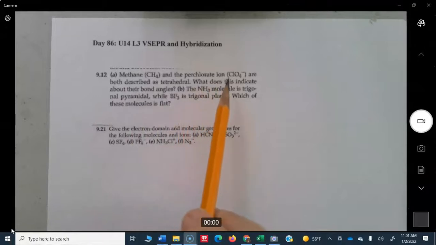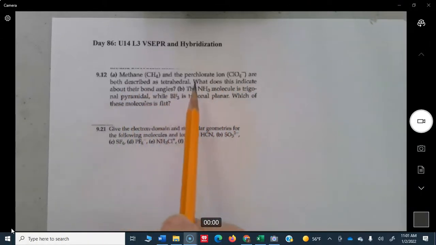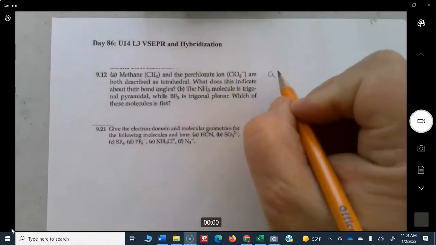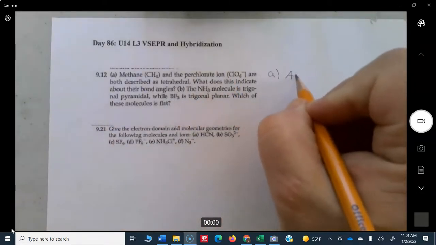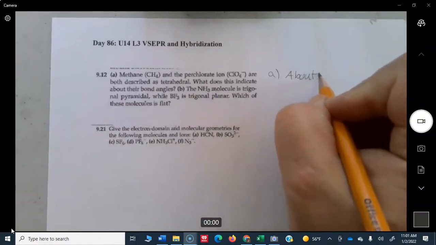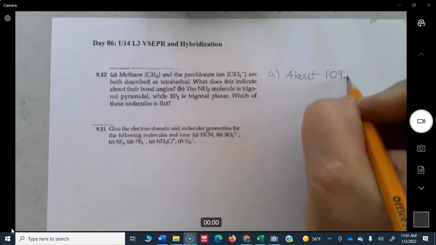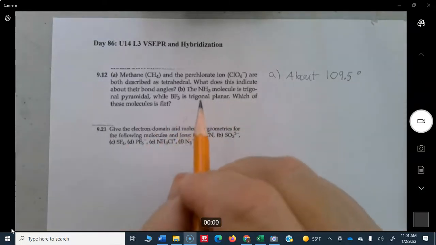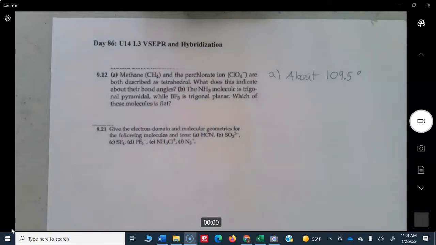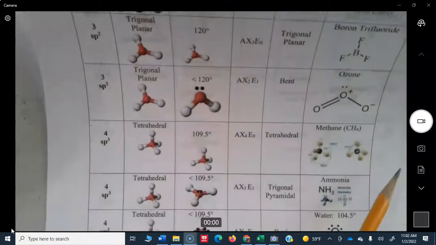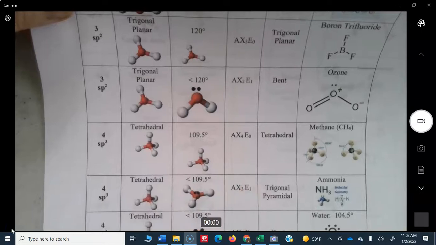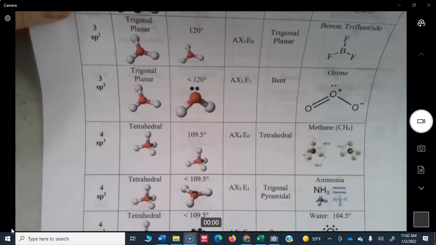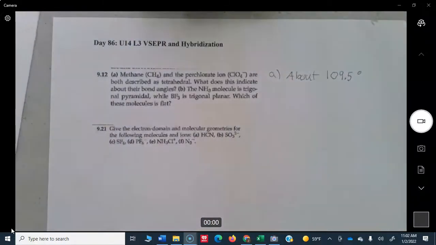Okay, let's look at this one. It says methane, CH4, and perchlorate are both described as tetrahedral. What does this indicate about the bond angles? So again, I want you to write a complete sentence, but let's just give you the answer. It means they're going to be about 109.5. Might be a little deviation from that, but you can just say exactly 109.5 if you want. That's tetrahedral. And of course you get that from down here, 109.5 tetrahedral. That's the shape of that geometry.